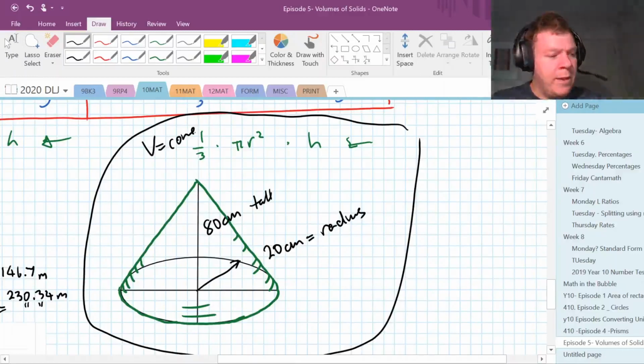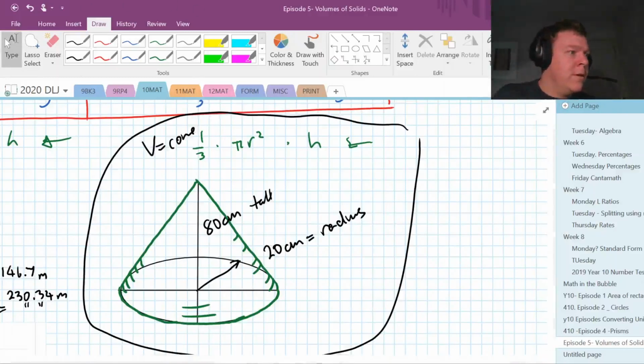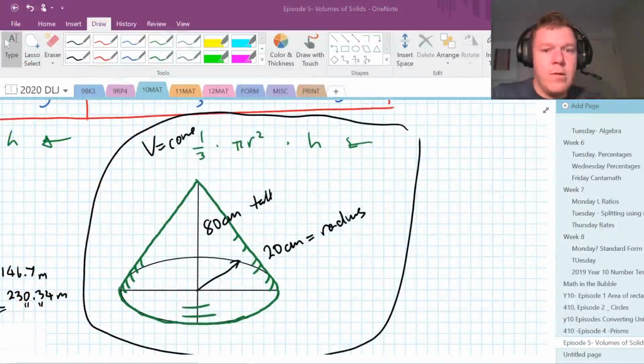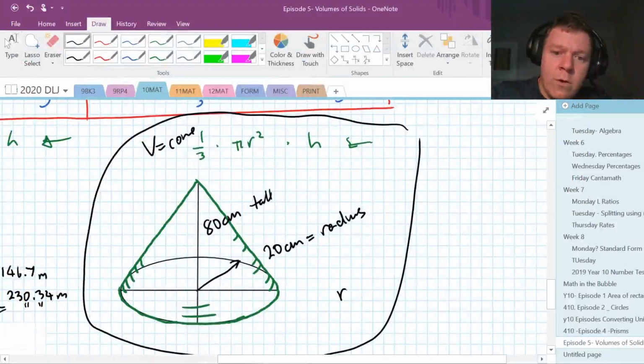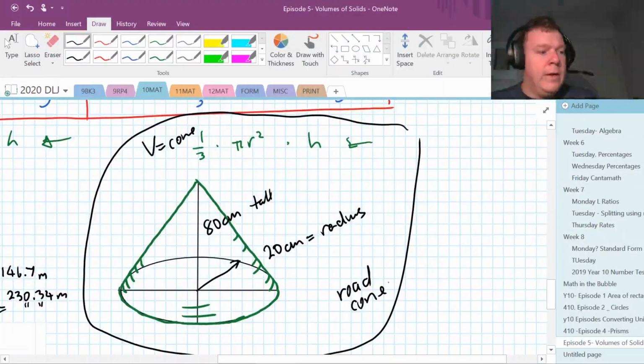So I'll just leave that up there for the next 5 minutes, and I'll just chat with those in the Twitch chat, and post your answers if you can calculate it. So this is a road cone.